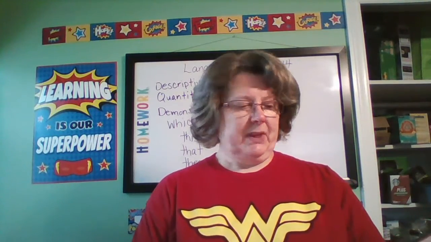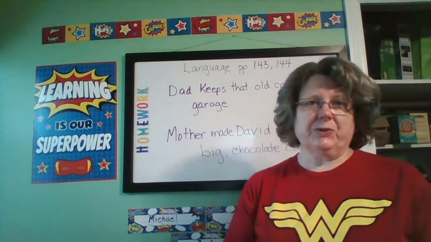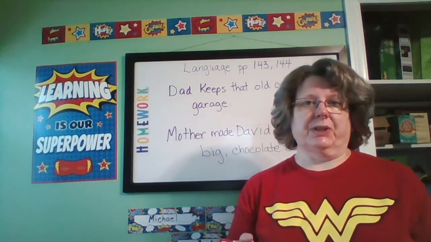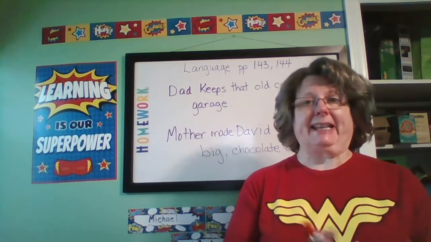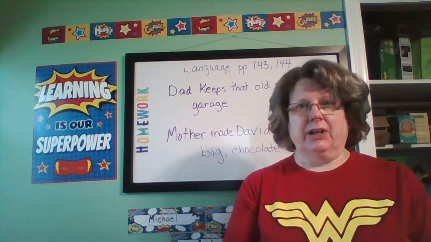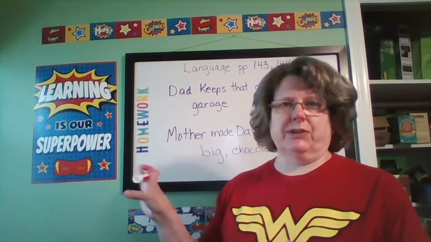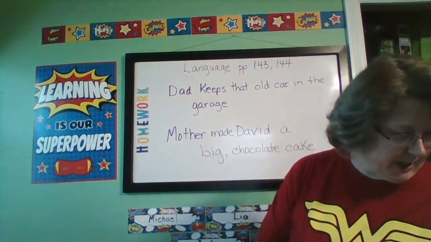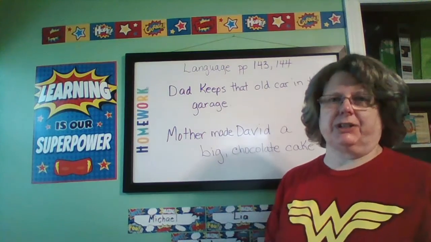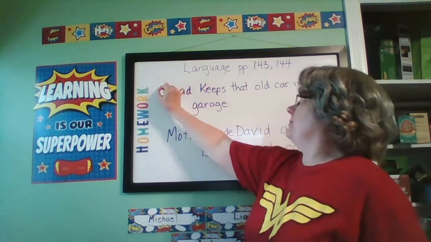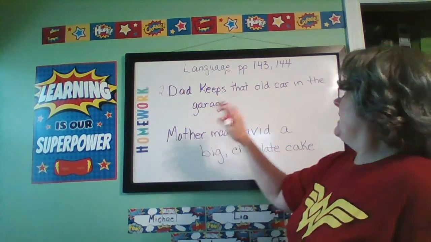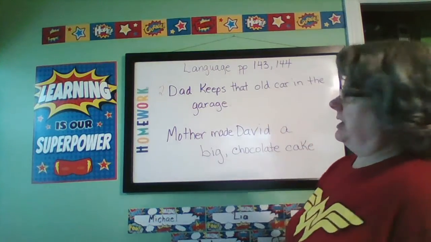Now, on 144, it's a very similar thing. Okay, so on page 144, what we're going to do is first find the nouns in the sentences. Remember, we're looking for those persons, places, and things. So let's look at sentence number one. Actually, it's number two, because number one was already done for you. So number two on page 144. Dad keeps that old car in the garage.